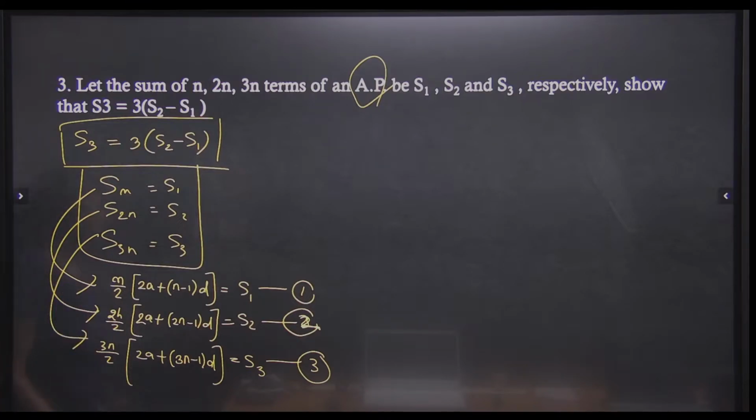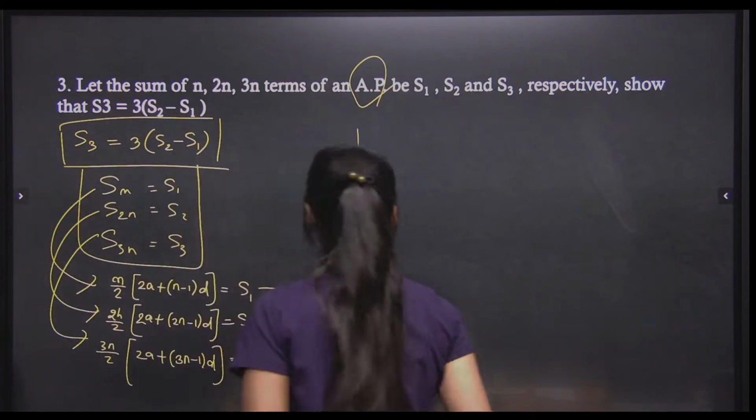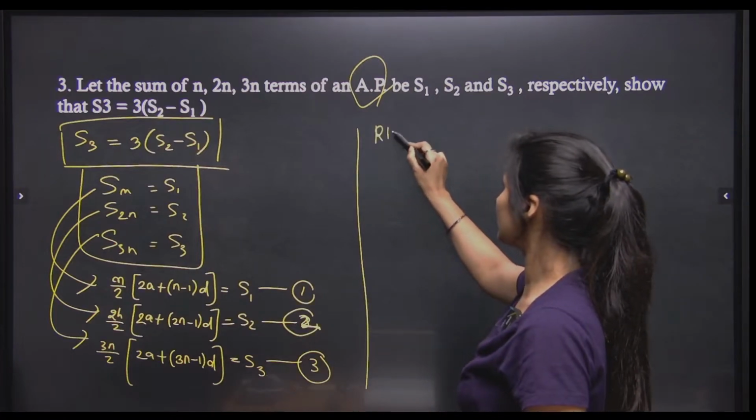So this is the data given in the question. Now what do we need to prove? We need to prove this. So we should solve this part to get this part. So what I am doing here, I am writing the RHS part and putting the values.